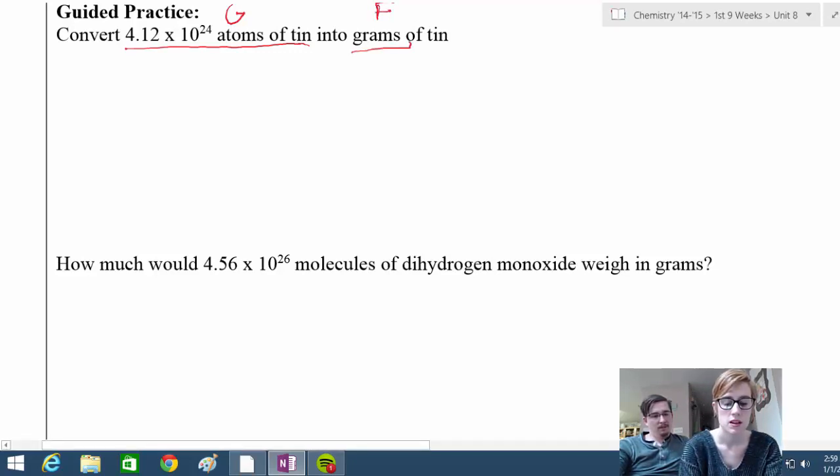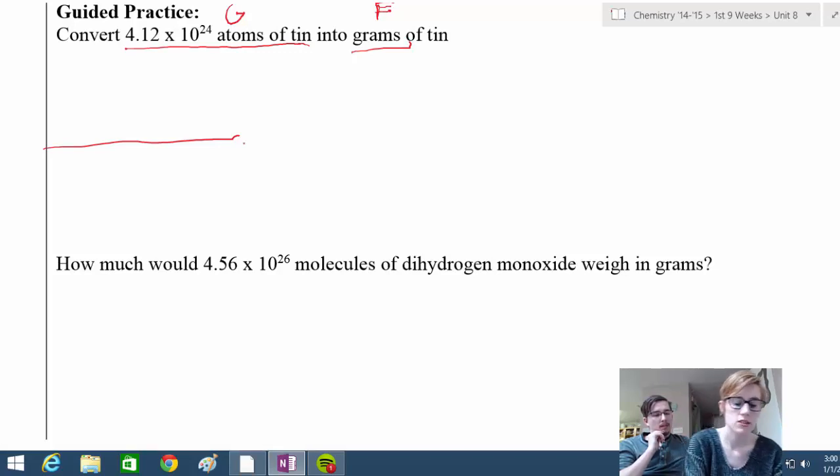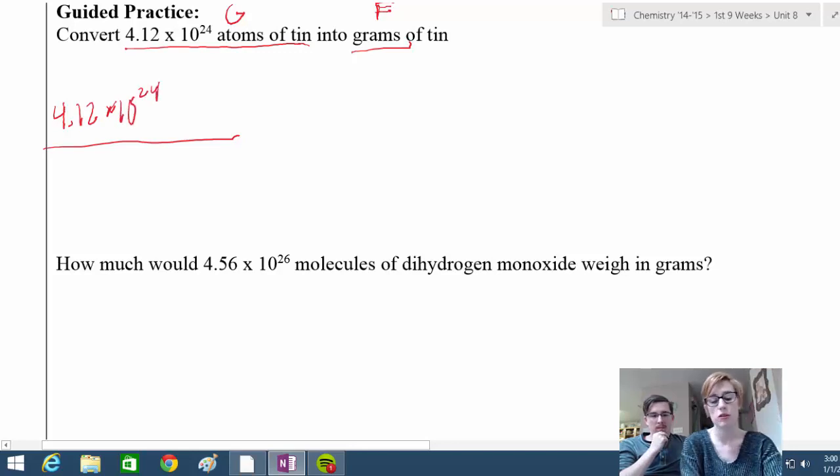Now that I've done that, I have to set up my t-chart, right? And how do I set up my first fraction of my t-chart? You put the given over 1. Right, and so I write 4.12 times 10 to the 24, and the symbol for tin is Sn. Oh, whoops, I should have written atoms. Atoms of tin. And what goes on the bottom? 1. Always 1. Good.